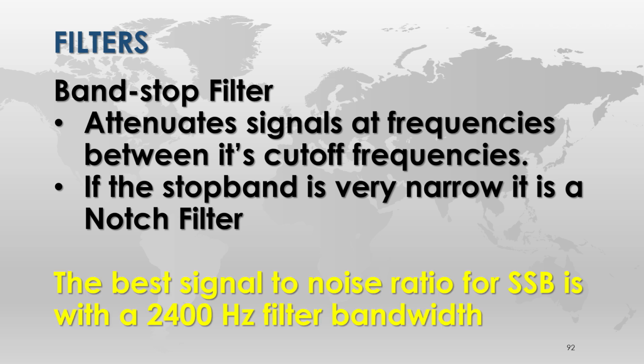Best signal to noise ratio for single sideband is with a 2,400 hertz filter bandwidth. That's your best signal to noise ratio. So if you select single sideband, your radio is probably going to turn on a 2,400 hertz filter. Best signal to noise ratio for single sideband is a 2,400 hertz filter.